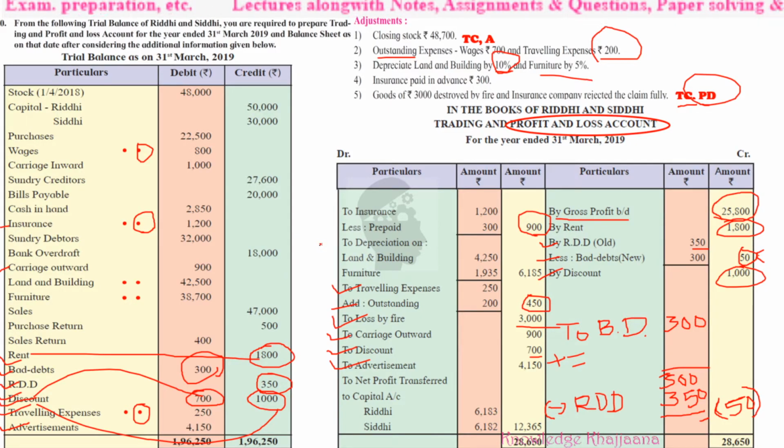Okay, so we record like this. To depreciation on, this heading we will give. Okay, to depreciation on. And what will we write? Land and building amounting to rupees 4250, that is 10% of 42,500. Okay, the next is depreciation on furniture at the rate of 5%.